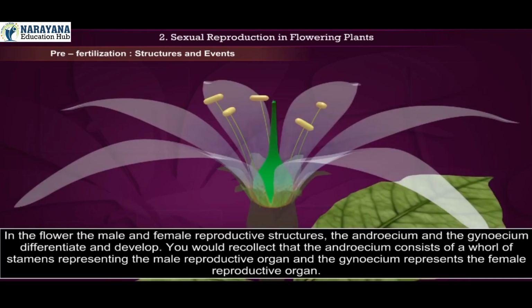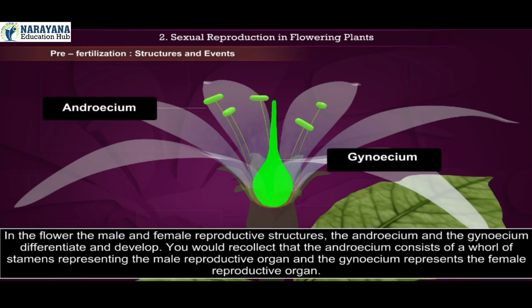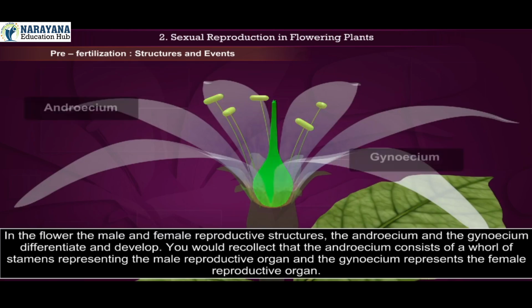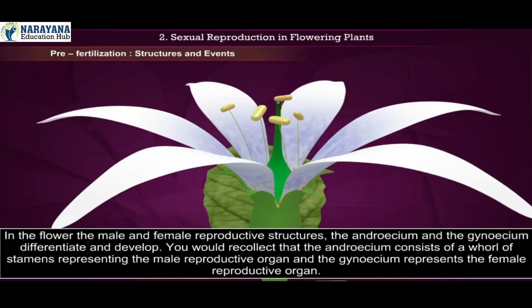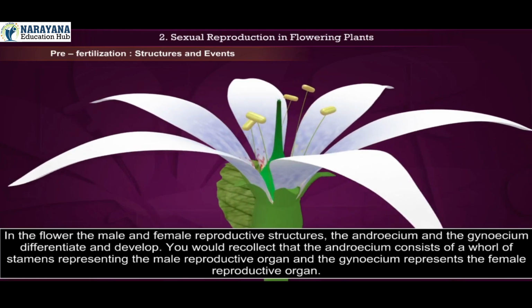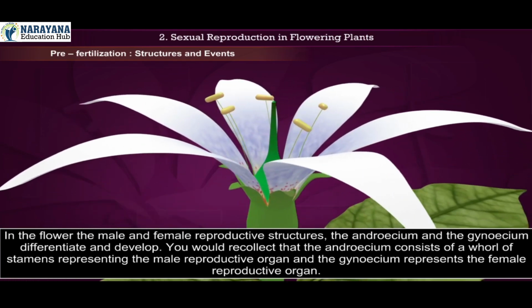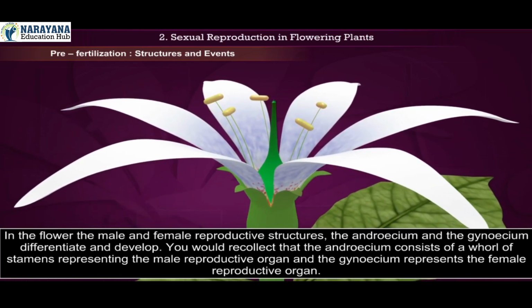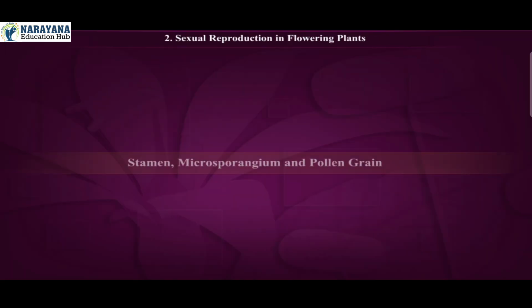In the flower, the male and female reproductive structures, the androecium and the gynoecium, differentiate and develop. You would recollect that the androecium consists of a whorl of stamens representing the male reproductive organ and the gynoecium represents the female reproductive organ. Stamen, microsporangium, and pollen grain.